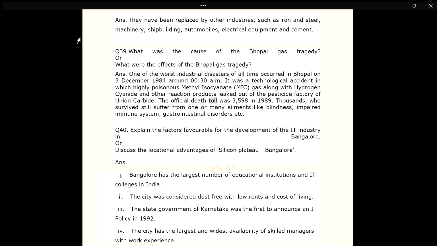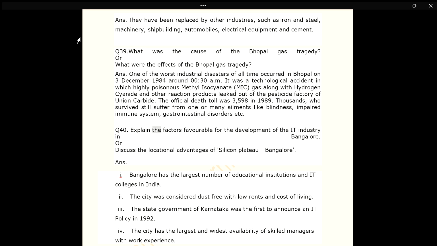The official death toll was 3,598 in 1989. Thousands who survived still suffer from one or many ailments like blindness, impaired immune system, gastrointestinal disorders etc.